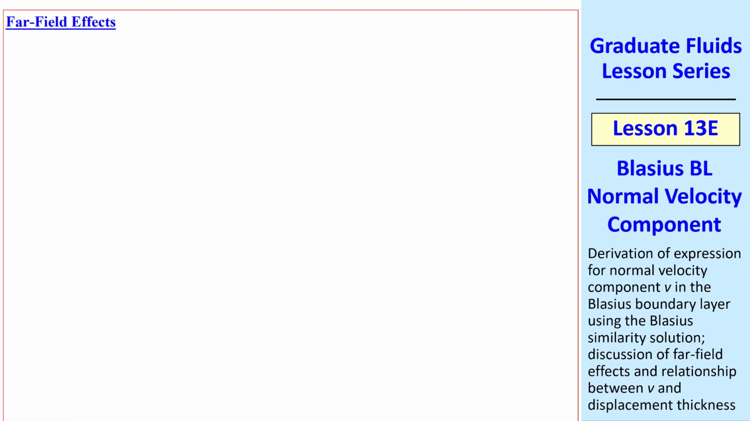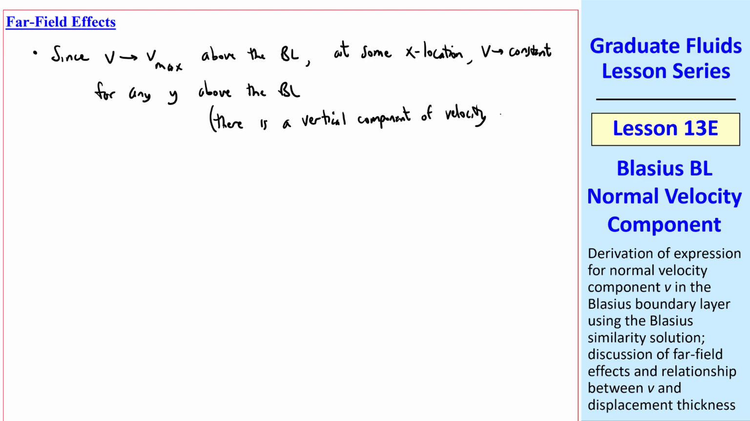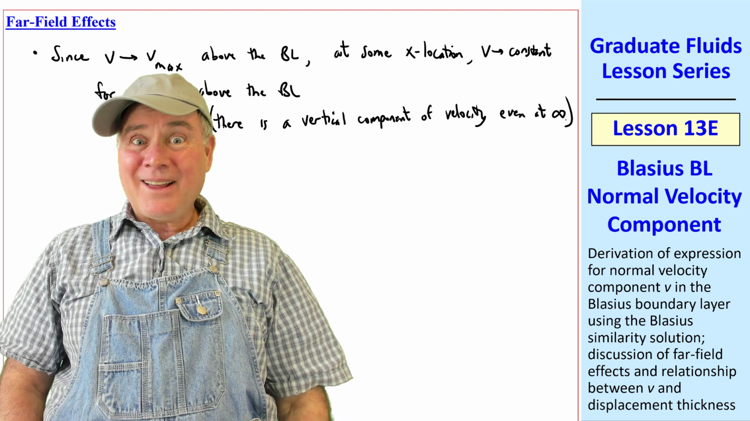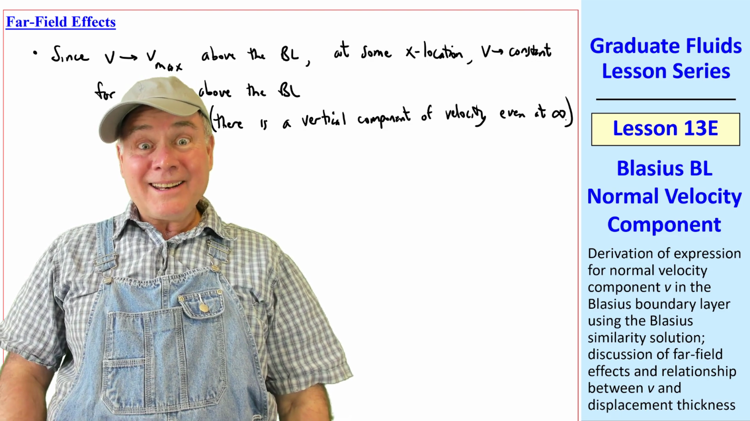Now let's discuss the far field effects. Since v goes to some maximum value above the boundary layer, we can say that at some x location, v approaches some constant, which is v max, for any value of y above the boundary layer. In other words, there is a vertical component of velocity even at infinity. Huh? That don't make no sense. How can there still be a v way out at infinity?